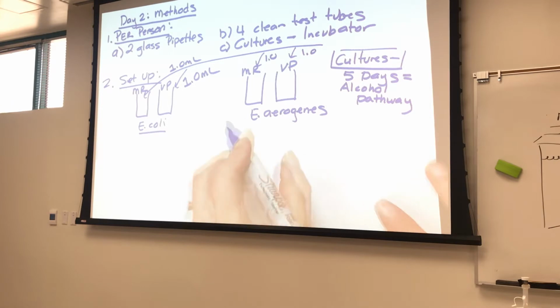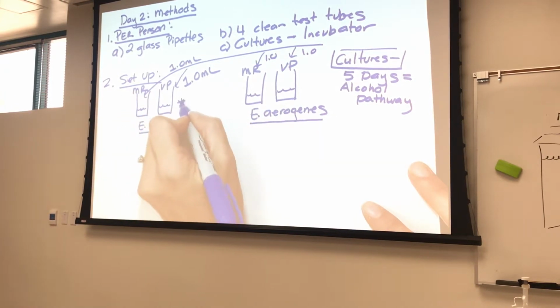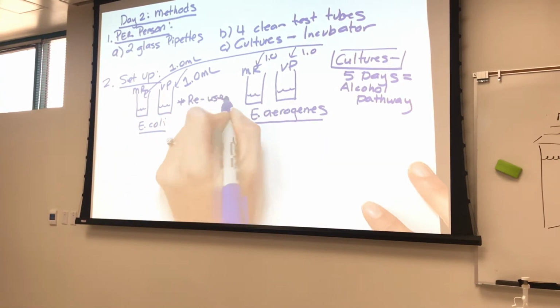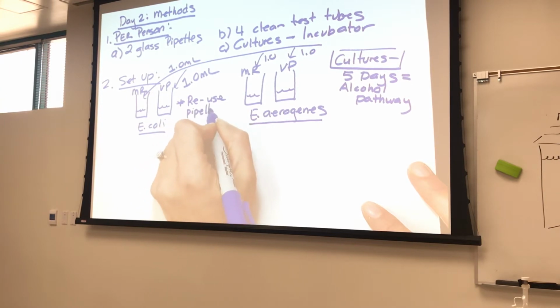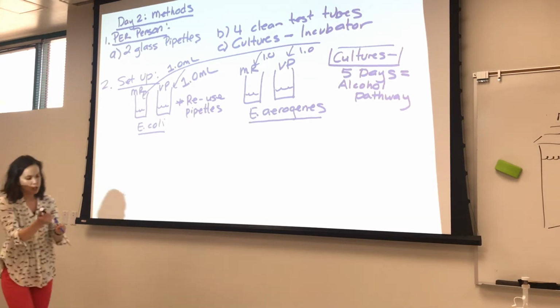Now we only have 2 organisms. So this one repeats, it's E. coli, E. coli, E. aerogenes, E. aerogenes. So you can totally reuse your pipettes. That's fine. It's the same organism times 2, so totally fine to reuse.